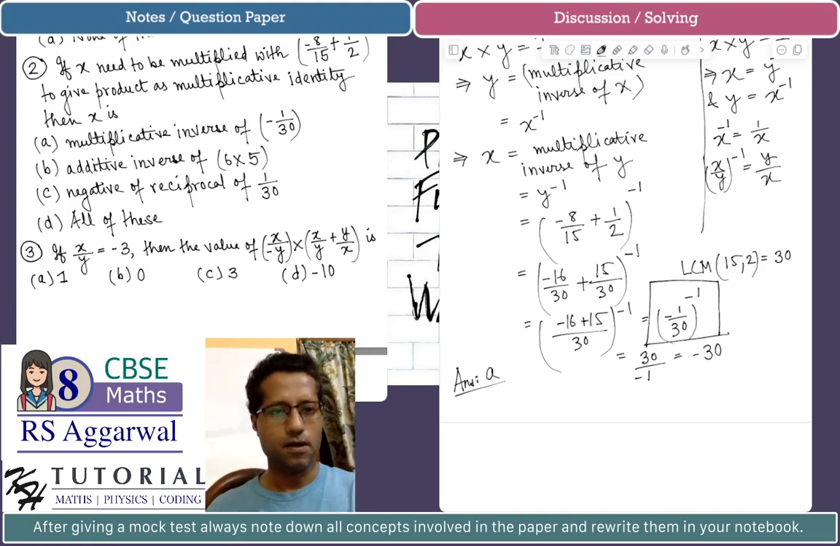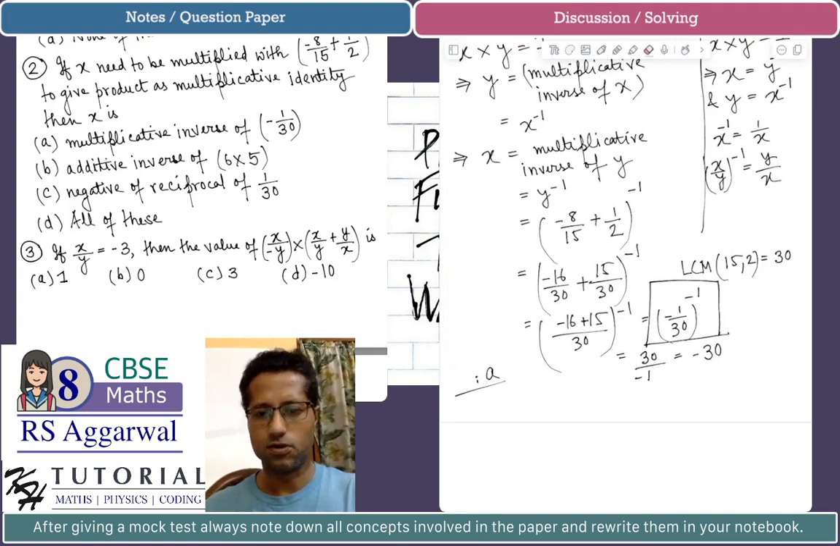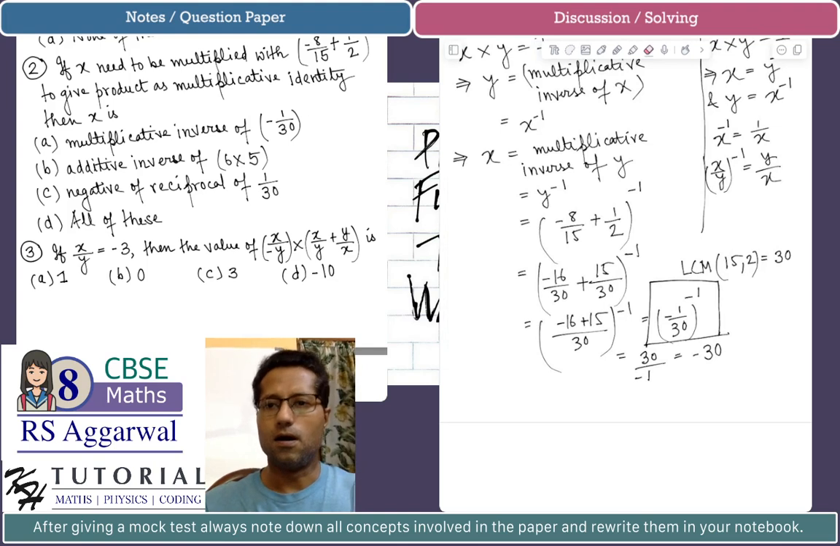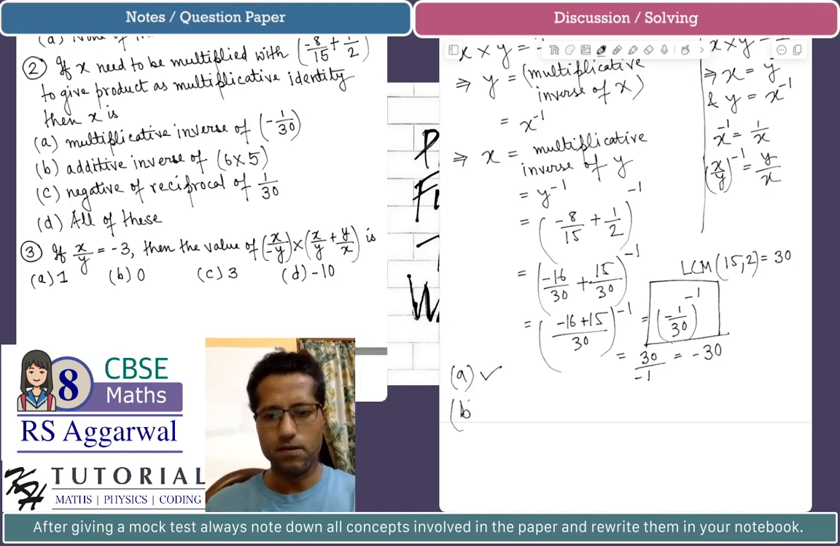Okay, no, sorry. Choice D is all of these. We have to check B and C. We cannot as of yet say that the answer is choice A. We have to also see whether, so we can see that choice A is a correct choice. Okay. What about B? What is B saying? Additive inverse of 6 multiplied by 50.